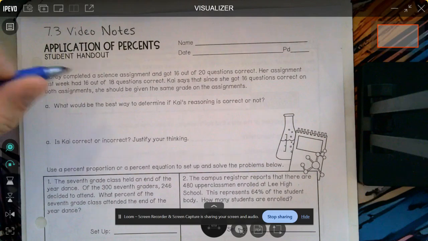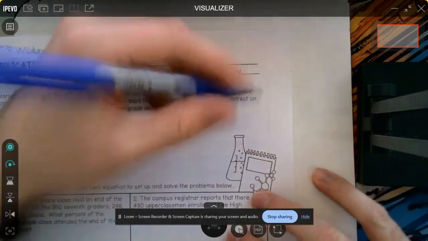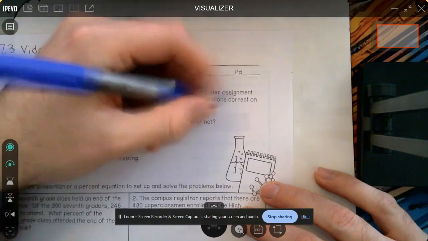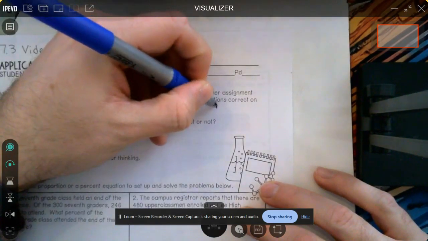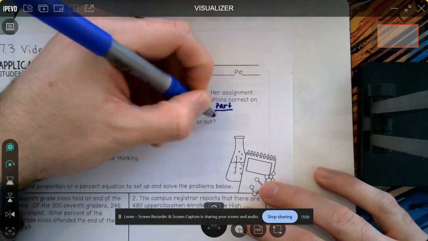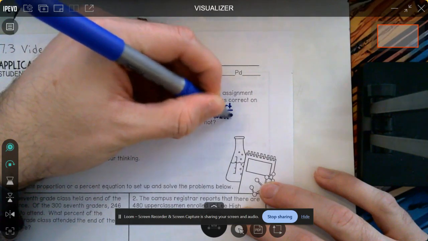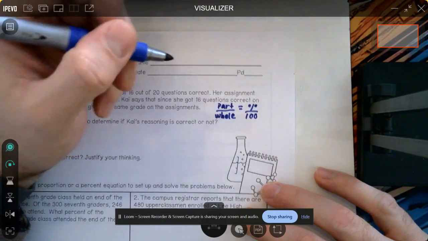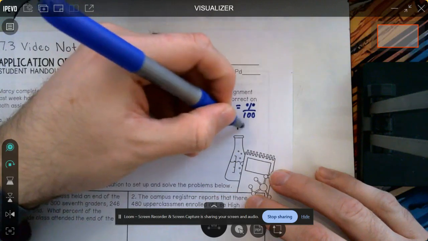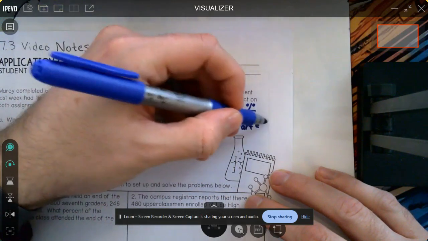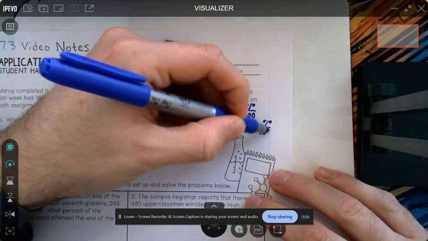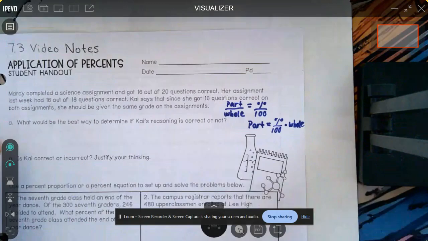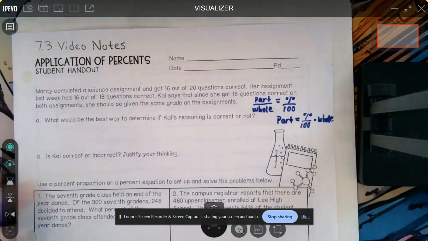So first, let's review in the top right here what our proportion and our equation are. Our proportion format is part over whole equals percent over 100. And then our equation is part equals percent over 100 times whole. Okay, so we're going to be using these to solve problems in 7.3.